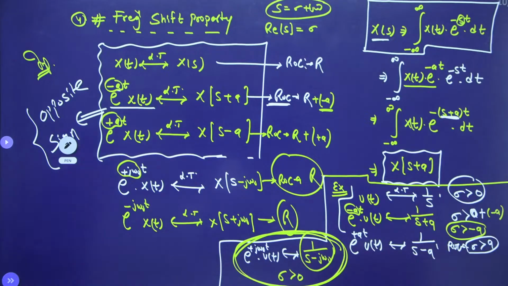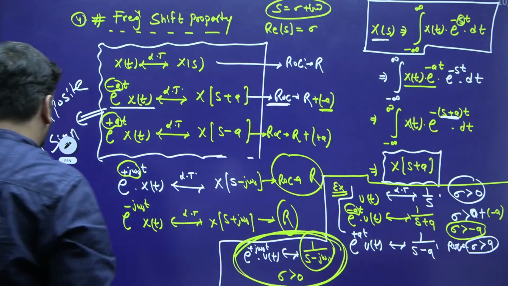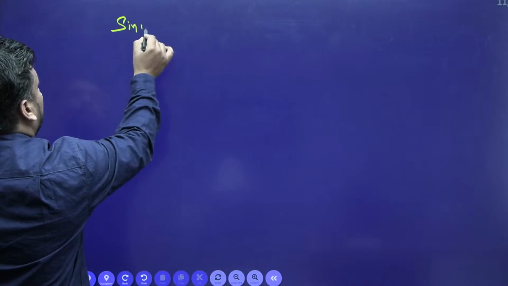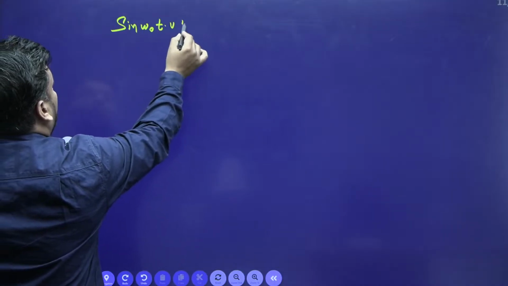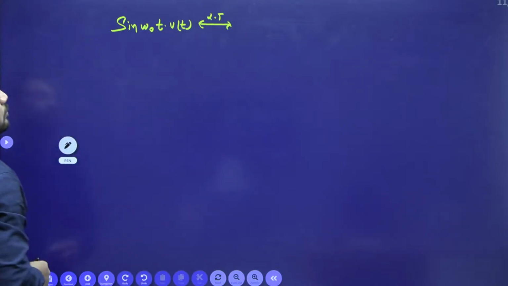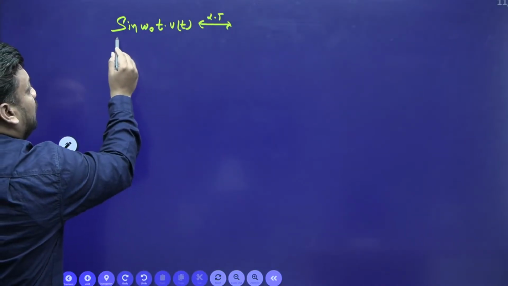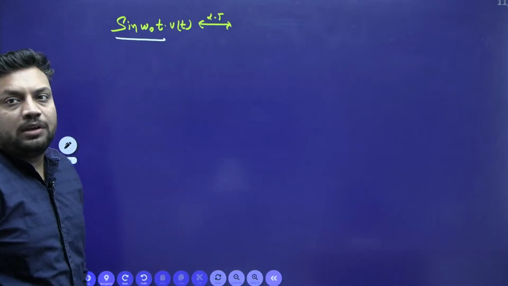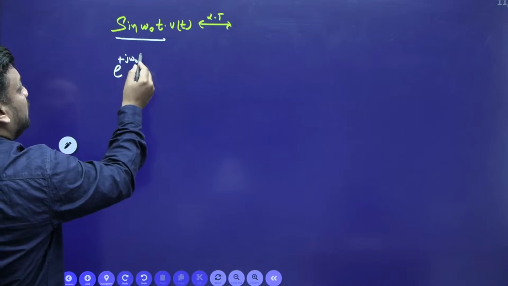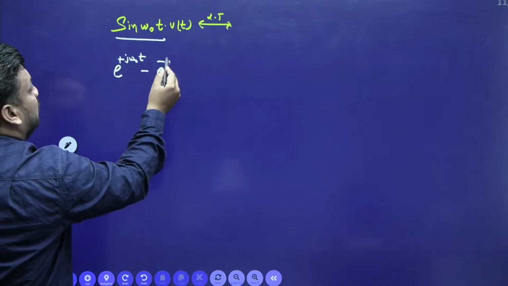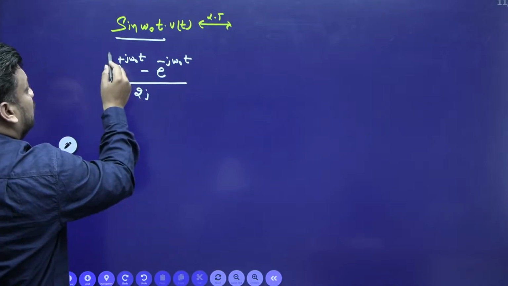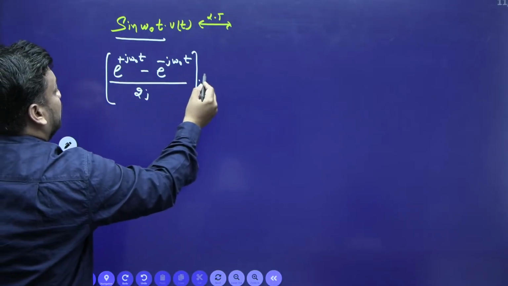So students, relating to the property, what is the Laplace transform of sin omega 0 t into u(t)? Tell me, beta. If I convert sin omega 0 t into exponential form, I will get (e to the power plus j omega 0 t minus e to the power minus j omega 0 t) upon 2j, into u(t).